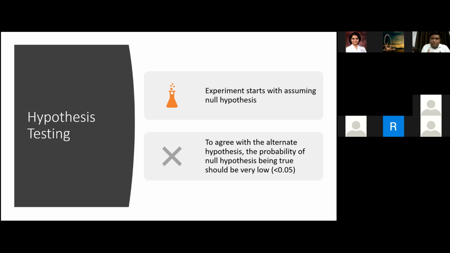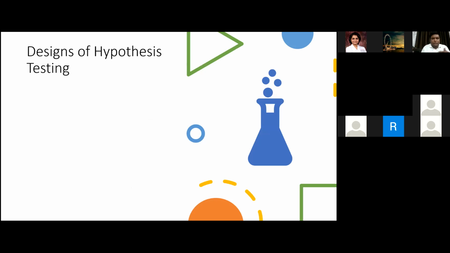And if that probability is very low, usually it is taken as less than 0.05. There is a reason why 0.05 is chosen, but I'm not going to discuss it. So if the probability of the null hypothesis is less than 0.05, then we agree with the alternate hypothesis.